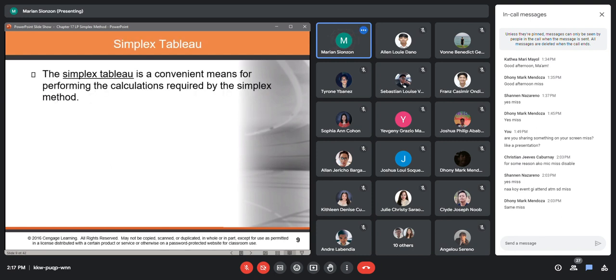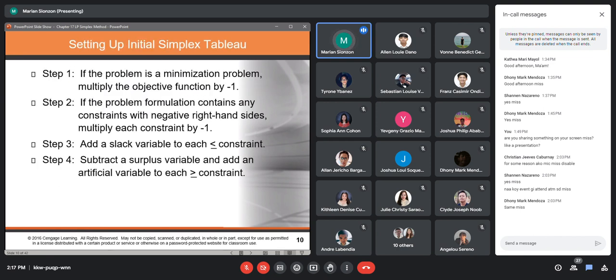So the simplex tableau is a convenient means for performing the calculations required by the simplex method. All right. So step 1. If the problem is a minimization problem, multiply the objective function by -1. If the problem formulation contains any constraints with negative right-hand sides, multiply each constraint by -1. Add a slack variable to each of the less than constraint, and then subtract a surplus variable and add an artificial variable to each of the greater than constraint.